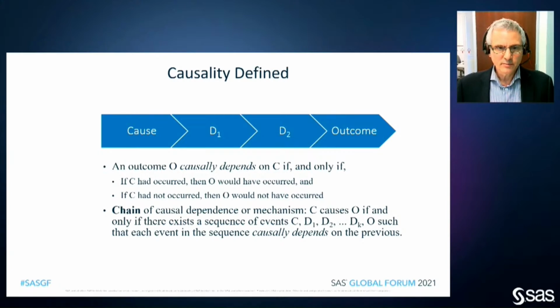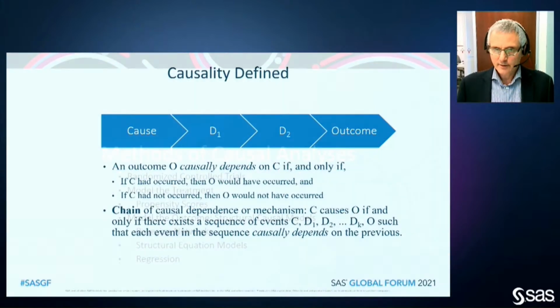However, the world is not so simple, and there's usually a sequence of events that must occur before the outcome is realized. And we call this a chain of causal dependence or a mechanism. And each event in that sequence causally depends on the previous event.